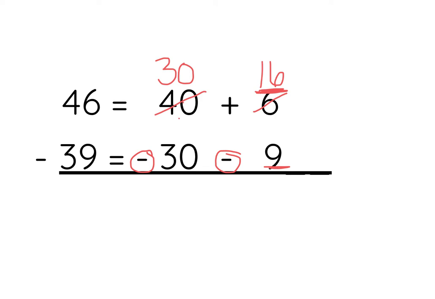16 minus 9 equals 7. 30 minus 30 equals a 0. If you want to write the 0 there, or if you just want to leave it blank. So 0 plus 7 equals a 7. And if you look at that, that makes sense because 39 just needs 7 more to get to 46.